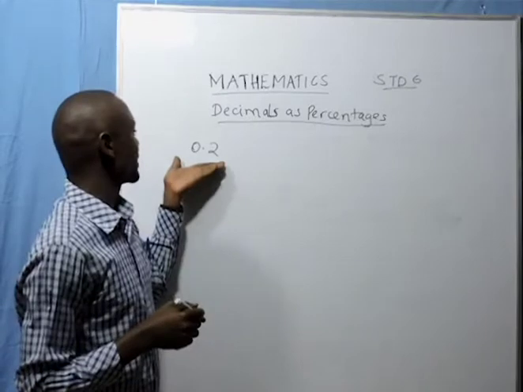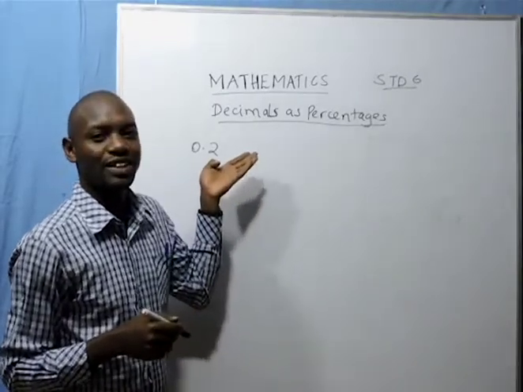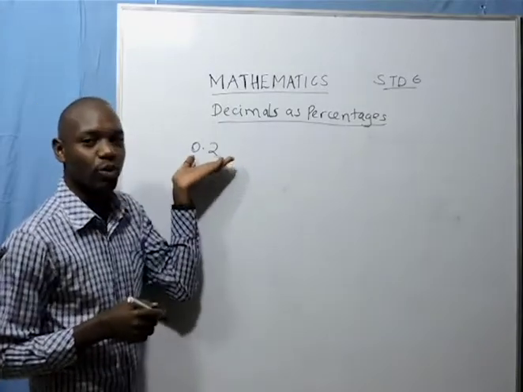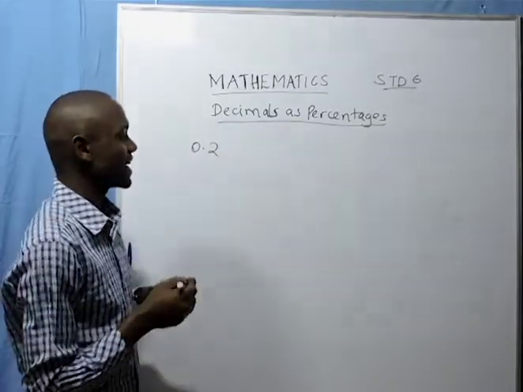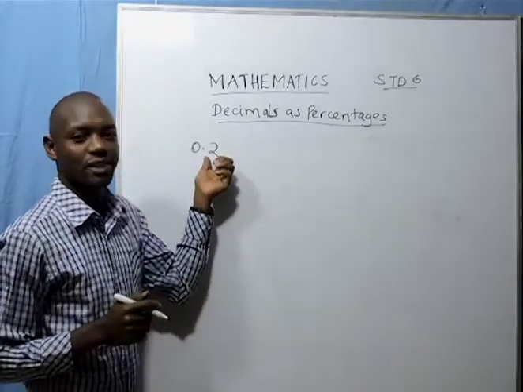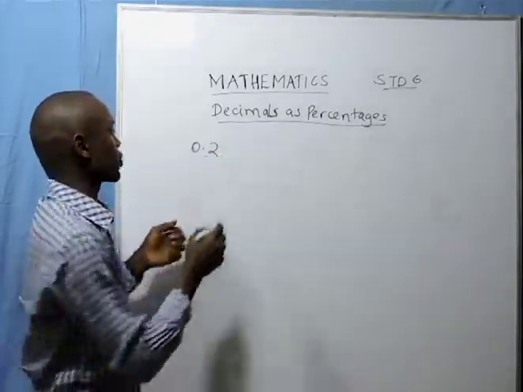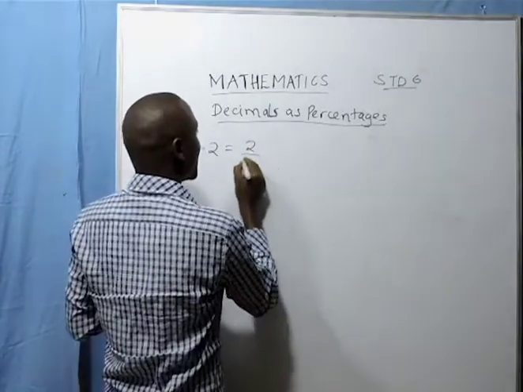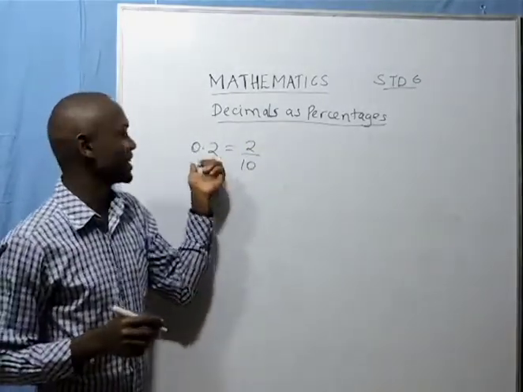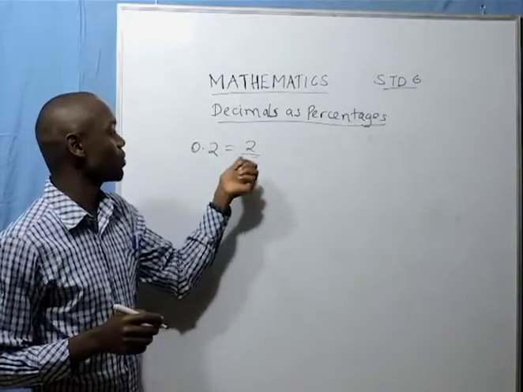We convert this decimal into a fraction as we did in a previous lesson. It has one decimal place. So as a fraction, 0.2 will be 2 over 10.